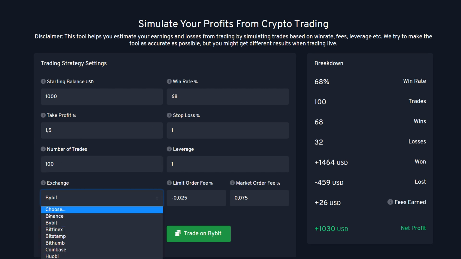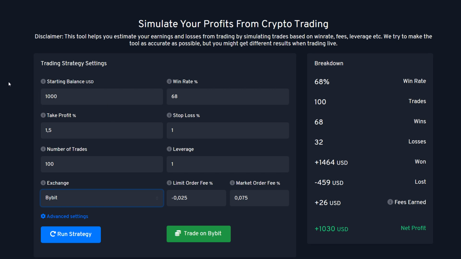If you use BYBIT and you start with a balance of 1K with just one leverage, you would have earned $1,030. That's a lot. That's literally your balance times 2 with 100 trades. If you use like 10 leverage, for example, well, you had 54K. I think that's a great strategy in my eyes, and I'm going to keep using this strategy.